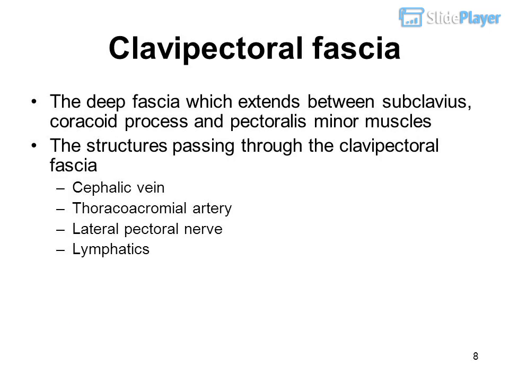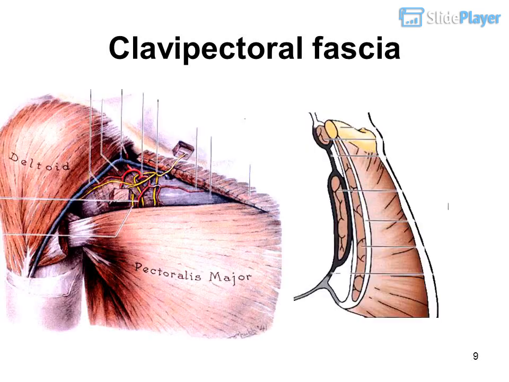Clavipectoral fascia. The deep fascia which extends between subclavius, coracoid process and pectoralis minor muscles. The structures passing through the clavipectoral fascia: cephalic vein, thoracoacromial artery, lateral pectoral nerve, and lymphatics.